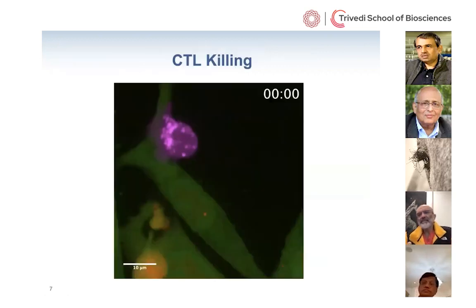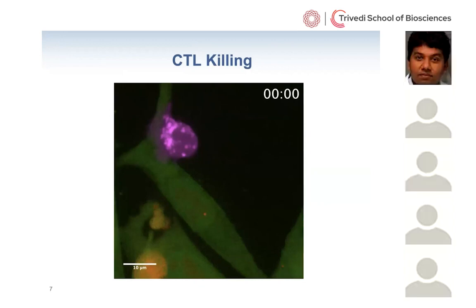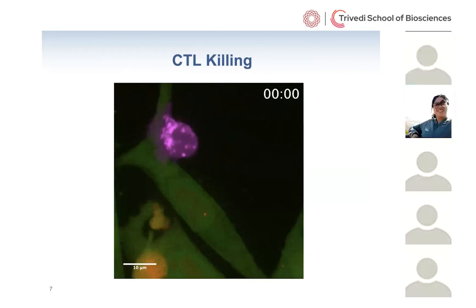Now, why is this important in real life? Well, this is the foundation for cancer immunotherapy. In cancer immunotherapy, the event that we are all concerned about is the cytotoxic T cell killing a tumor cell. That is what cancer immunotherapy is.